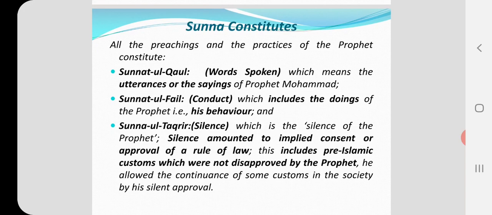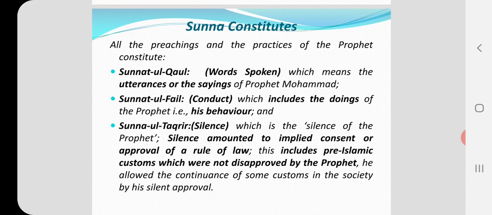Sunnah can be classified in three categories. Sunnah may be called sunnatul qawl. That means words spoken. Whatever the Prophet spoke, whatever his utterances or sayings were, this is called sunnatul qawl.